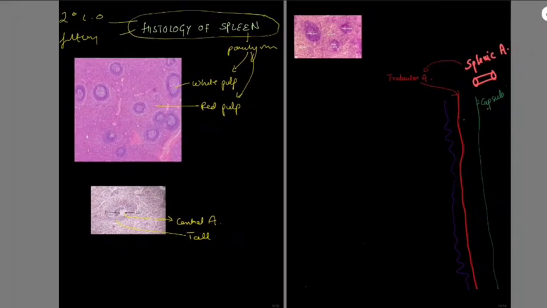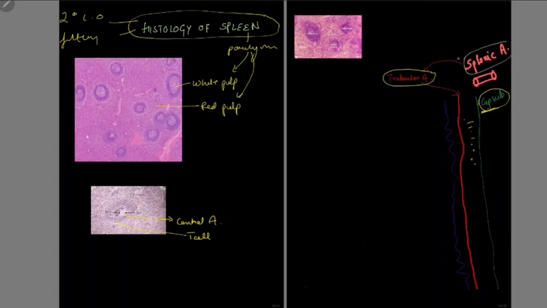So here we have a capsule of the spleen, and beneath the capsule we have a space, that is the trabecula. This trabecula contains the trabecular artery. The spleen is supplied by the splenic artery, which branches off to a trabecular artery present in this trabecular space. The trabecular artery gives off a central artery, which is the main artery supplying the parenchyma of the spleen.